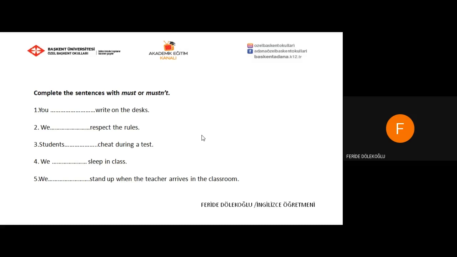Now we will complete the sentences with must or mustn't. Again, you need to think about the meaning of the sentence. Let's start with the first one. You mustn't write on the desks. It is not allowed to write on the desks. Number two, we must respect the rules. It's an obligation, okay? Number three, students mustn't cheat during a test. Number four, we mustn't sleep in class. It's not allowed. And last one, we must stand up when the teacher arrives in the classroom.